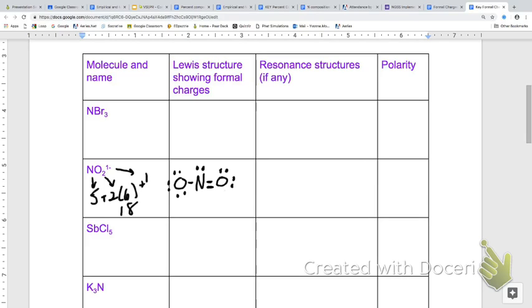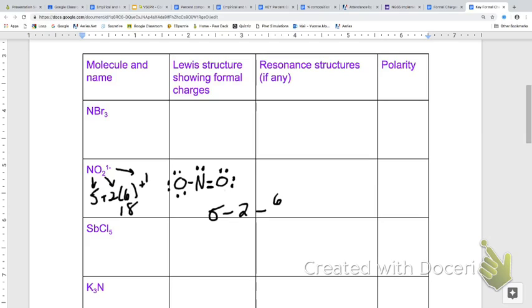Now let's check to see if this is a reasonable structure by looking at the formal charges. So let's look at the nitrogen first. So we can do it both ways. We can say nitrogen has its 5 valence electrons. We can see here it's got 2 unshared pair.